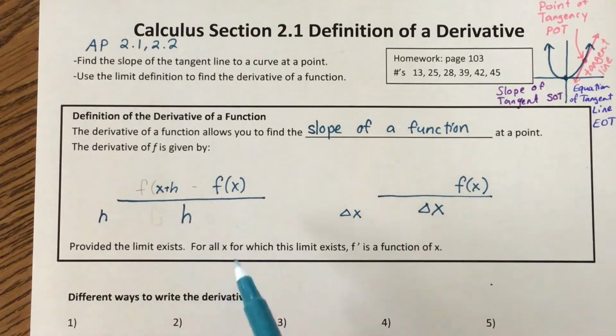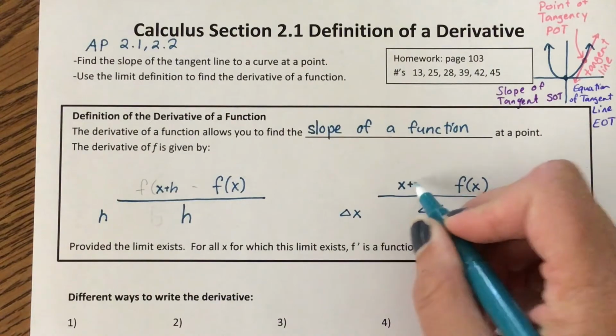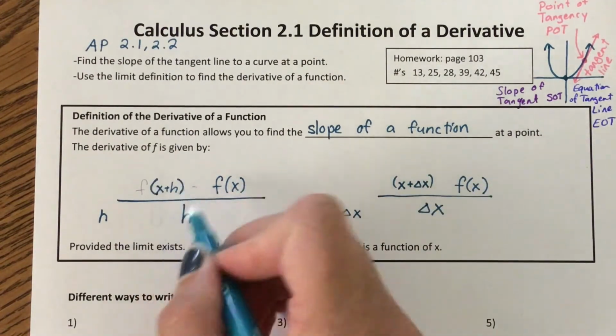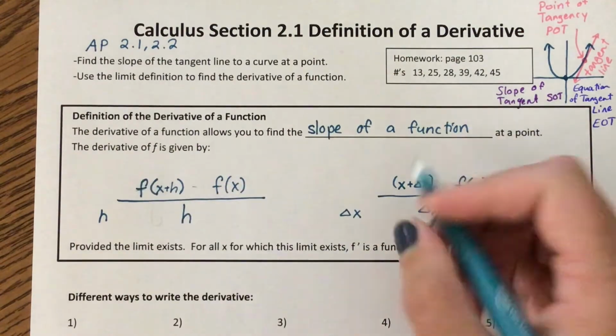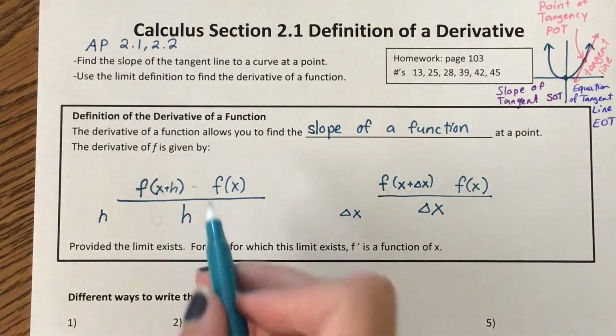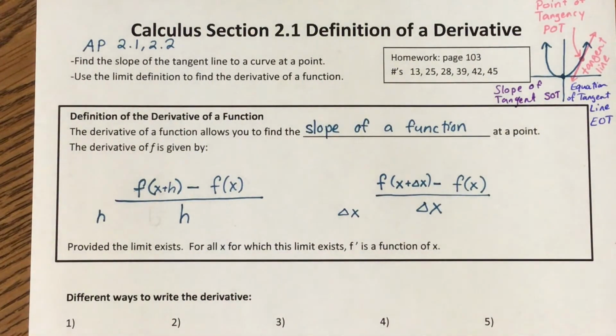And we've talked about how h and the change in x are the same thing, so x plus change in x is going to be b in the second one. So it's going to be f of x plus h, or f of x plus the change in x. And just like how this one had a minus in it, this one will have a minus as well.